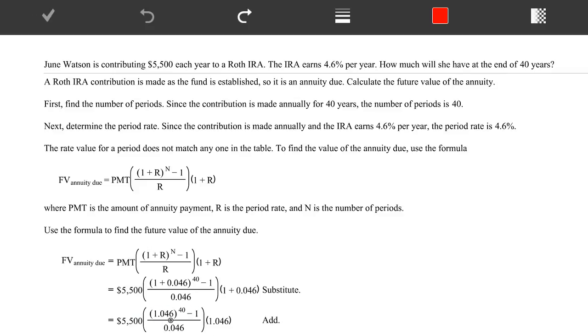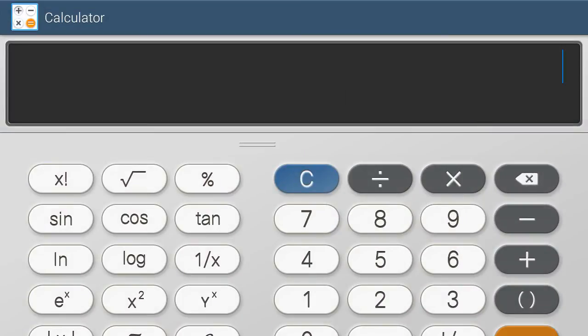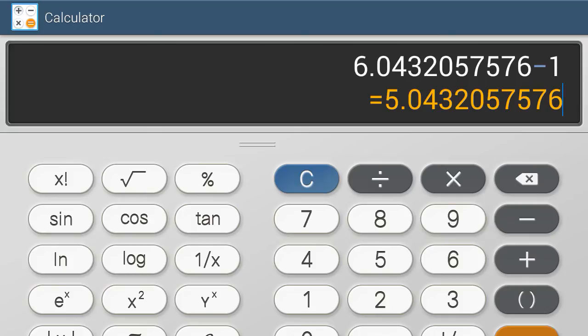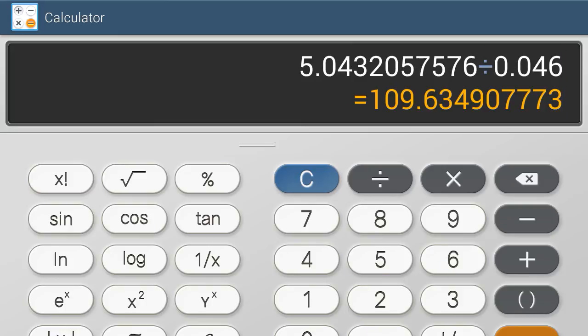So first, you calculate this. We're going to take this power, subtract 1 from it, then divide that number by 0.046, then multiply. Let's try that on a basic calculator. We take 1.046 to the power of 40. Most basic calculators should have the power button. Now we subtract 1, that's the top part of the fraction. The bottom part of the fraction says divide by 0.046, which is the number in the parentheses that we simplified.